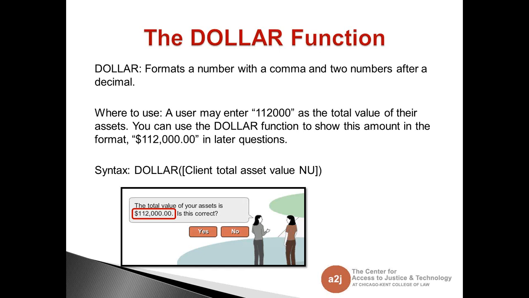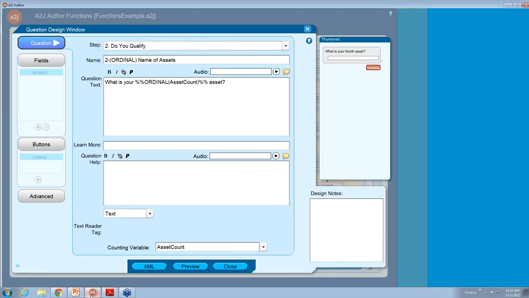So where would you use this? A user could enter, say, total assets of 112000. That's messy, and you want to display it the proper way to the end user. So you could say the total value of your assets is, use the function dollar, and have it display correctly with the 112, comma, 000, decimal point, 00. Just cleans up the A2J interview a little bit. So let's look at that one.